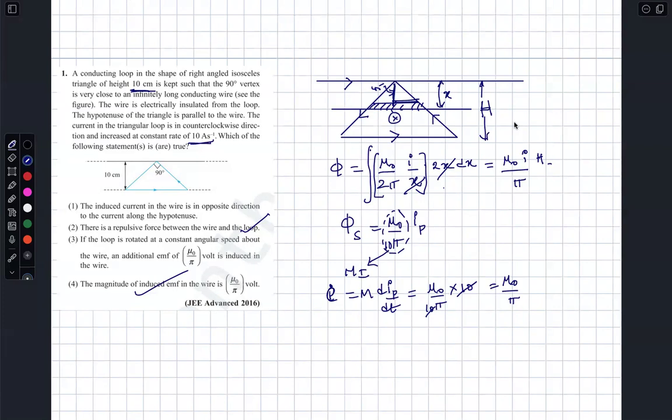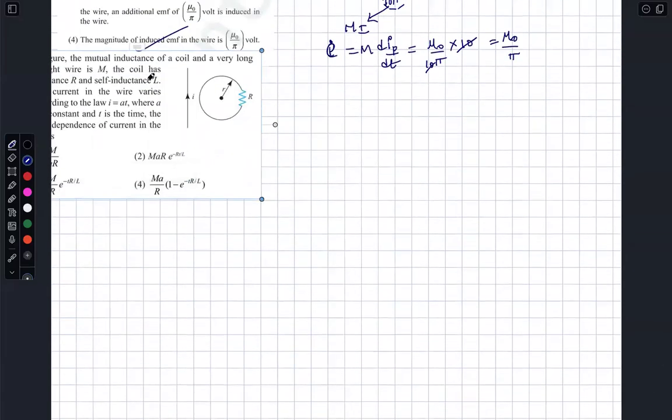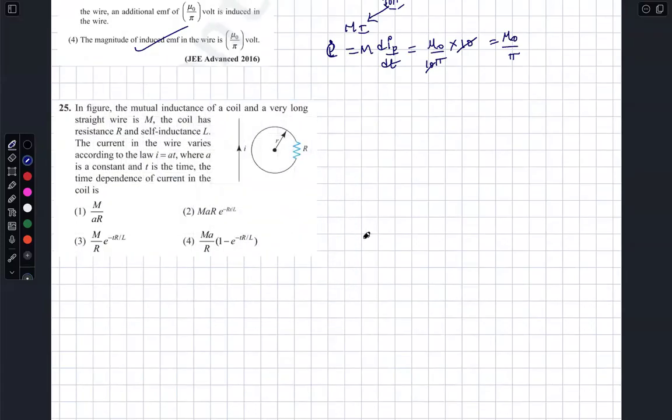That is one more question which is my favorite question. A lot of times you will face this question. What is going to be your answer for this? In the figure shown, mutual inductance of a coil and a very long straight wire is M.